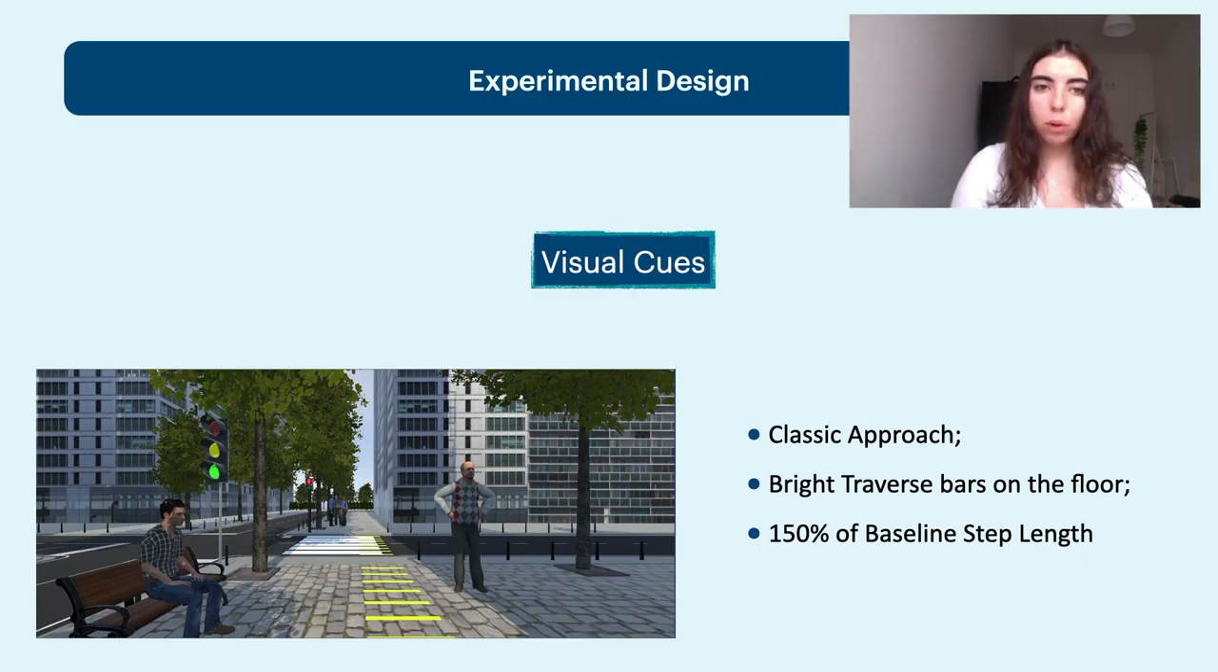A classic approach is to use visual cues. These are bright transverse bars on the floor. In our study, the distance between the bars is equal to 150% of the step length measured during the baseline walk.